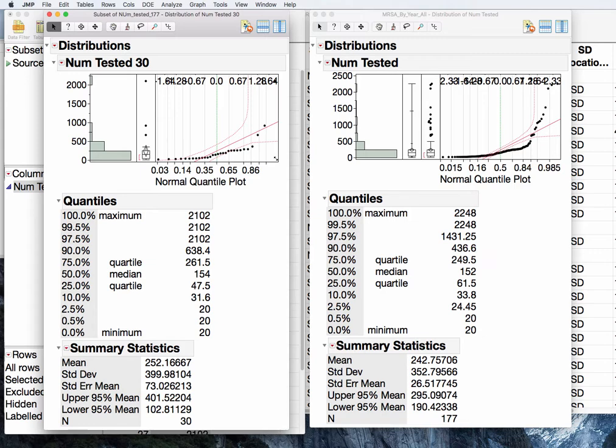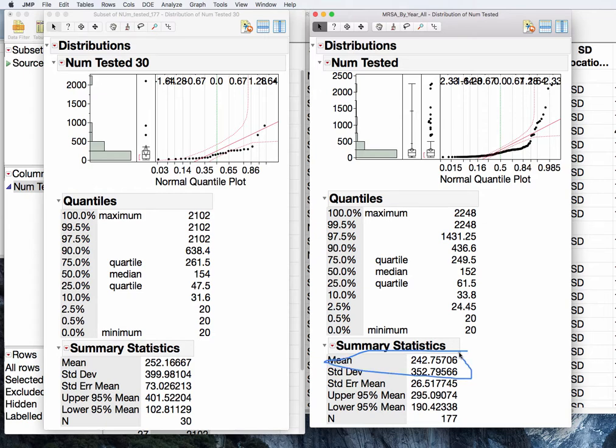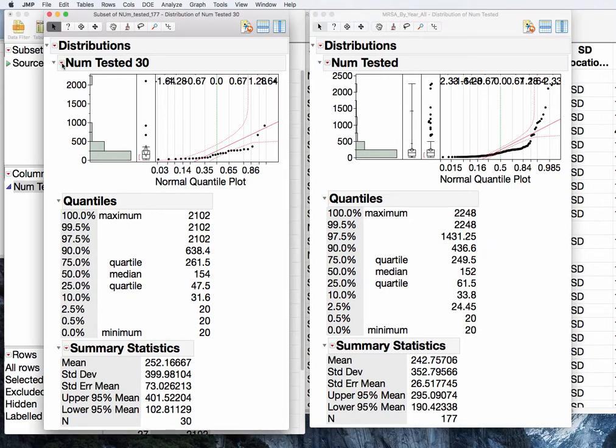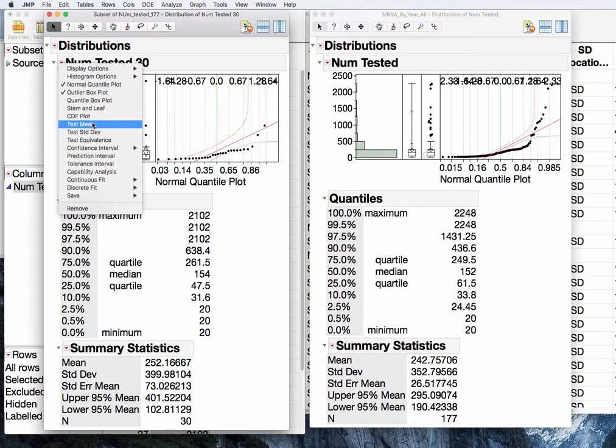In this case, we can take a look at doing what is called a Wilcoxon rank sum test. We have our observed means here, and we want to compare them using a non-parametric test. You could also compare the medians, but we're going to compare the means for the non-parametric test. You do this in the same way that you do testing means, under the red drop-down, Test Mean.